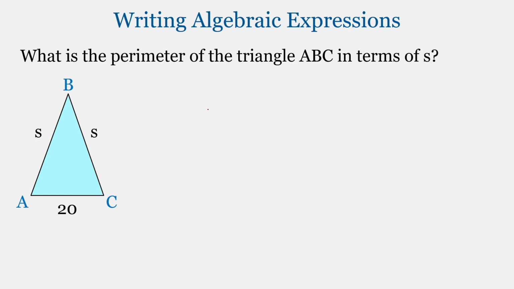What is the perimeter of the triangle ABC in terms of S? So when we talk about perimeter, we're going to add up all the sides. So we're going to add the length of AB, which is S. And then we're going to add the length of BC, which is also S. So we have S plus S. And then we're going to add the length of AC, which is 20. So we have S plus S plus 20. And this is an algebraic expression. Let's go ahead and simplify this down by combining like terms. So S plus S is 2S plus 20.